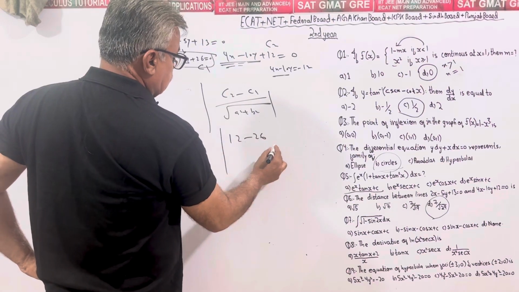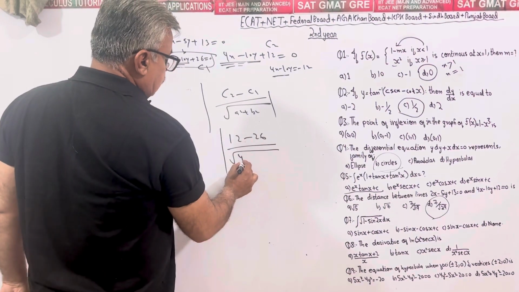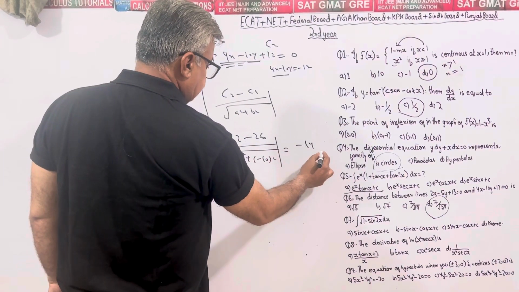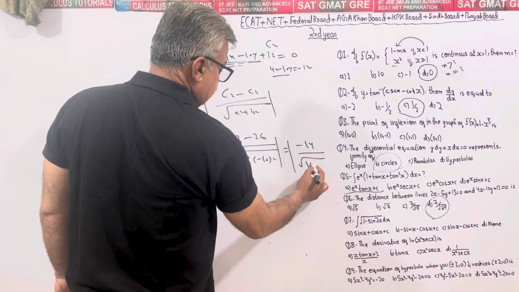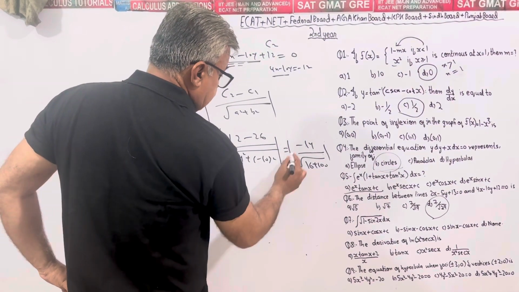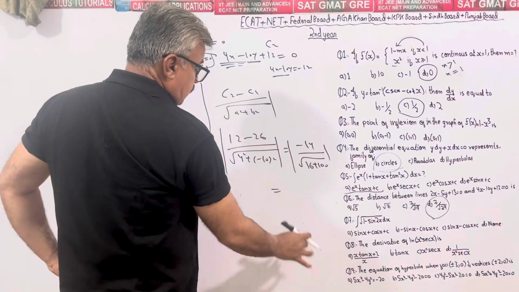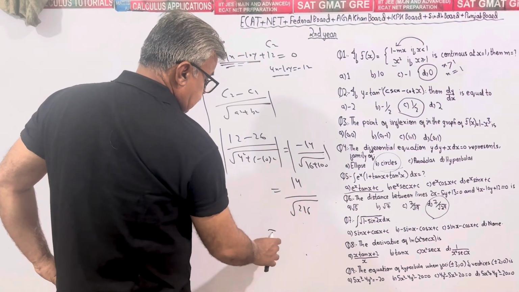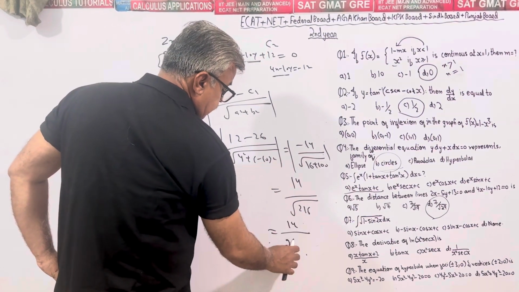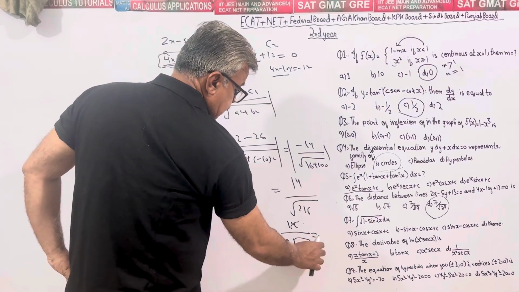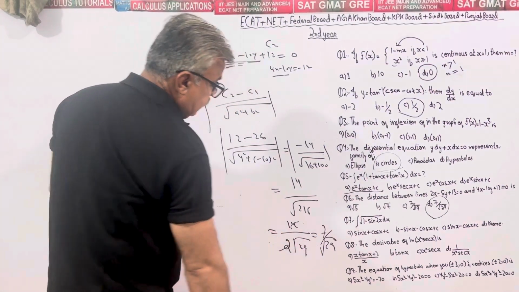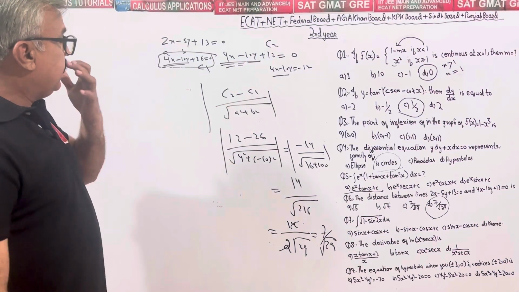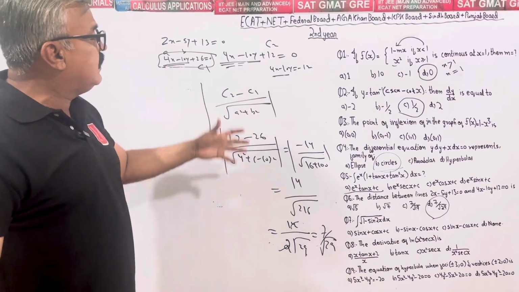What is our C2? 12 minus 26 over root of 4 squared plus 10 squared, since a and b are the same. It will become minus 14 over root of 16 plus 100, or taking the modulus, since distance is always a non-negative quantity, 14 over root 116. Same situation, or 14 divided by 2 root 29, which is 7 over root 29. Some writers utilize this one or that one. They are almost the same, they are equivalent.